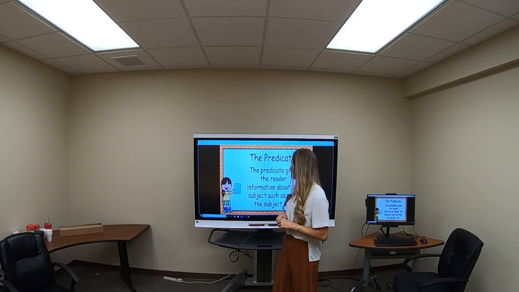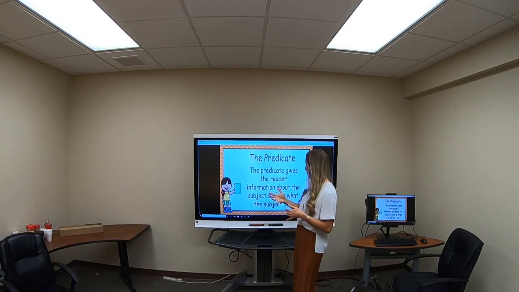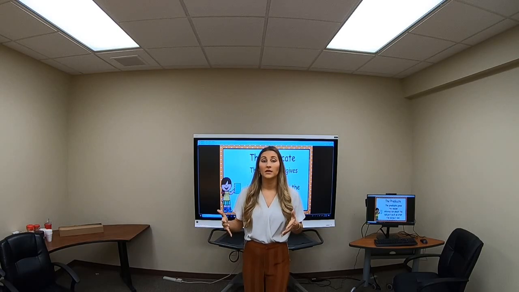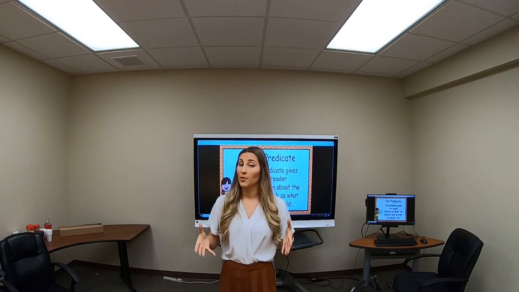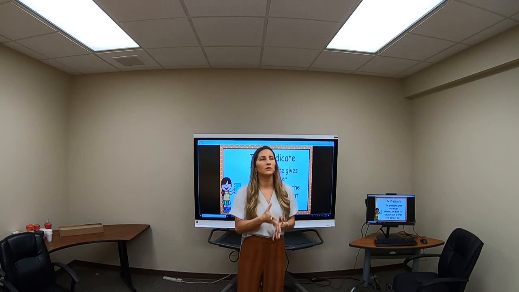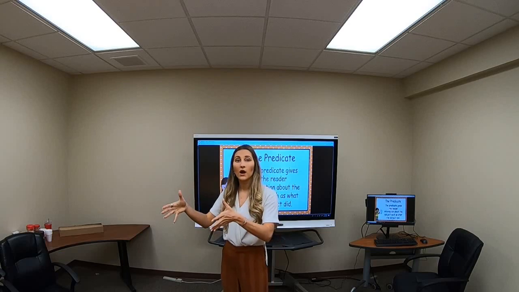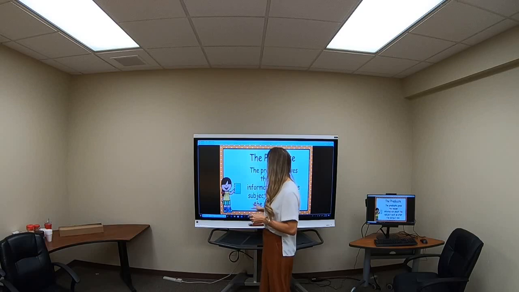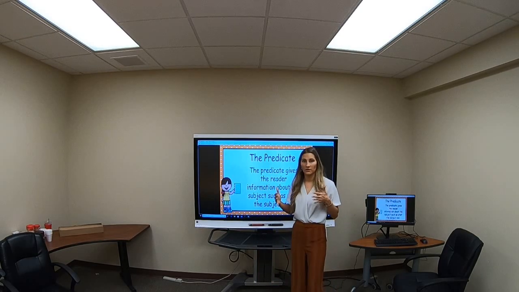So the predicate gives the reader, which is us, information about the subject, such as what the subject did in our sentence. Like the pen dropped. The pen is what my sentence is about. It's not a person, it's a thing, it's our noun. So the pen is our subject. Now, what did that pen do? The pen dropped. So the pen dropped is going to be my predicate because that's what happened to the pen in our sentence.